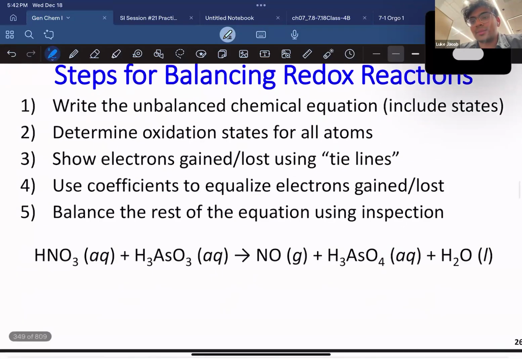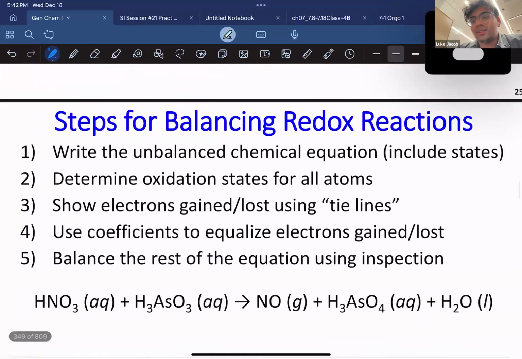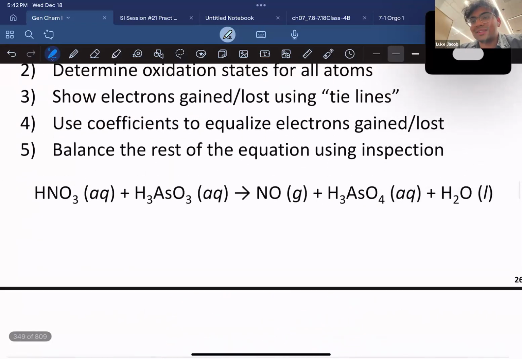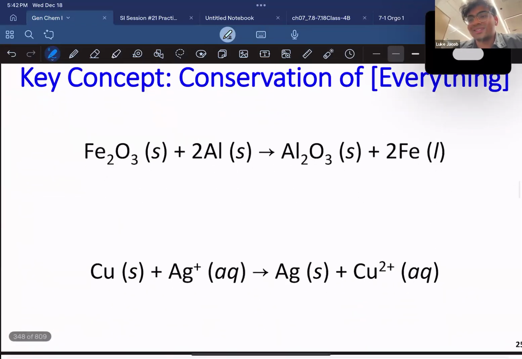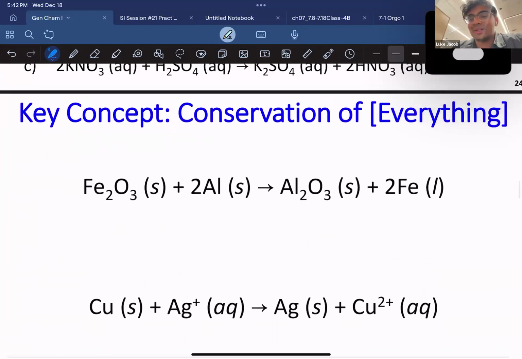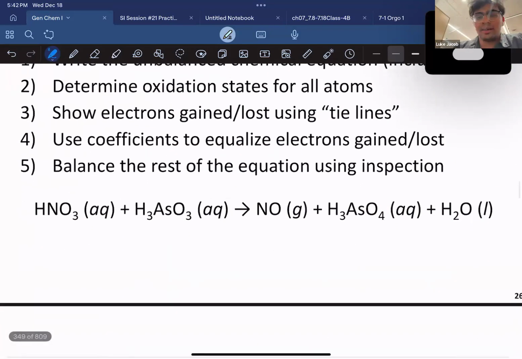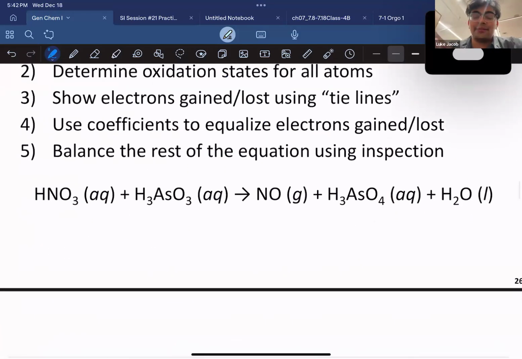All right, so balancing redox reactions. Probably most of you don't like doing this stuff, right? I can teach you guys how I do it. And if it doesn't work for you, it doesn't work for you, do your own way, right? But I like to do this to make sure I know what I'm doing.